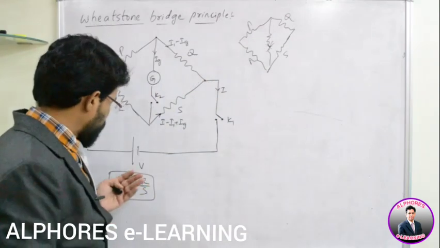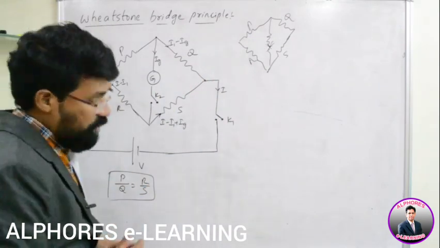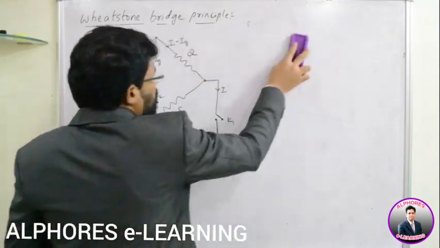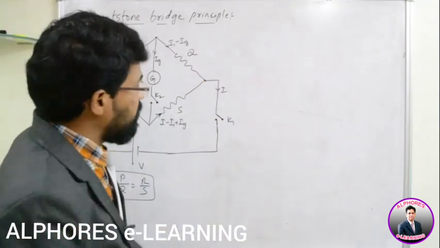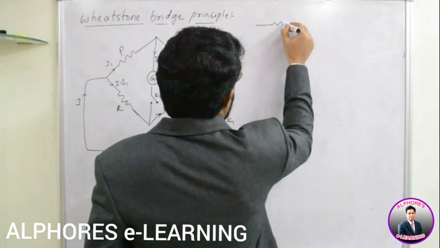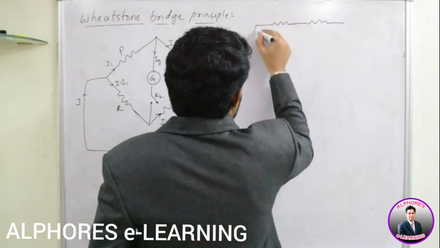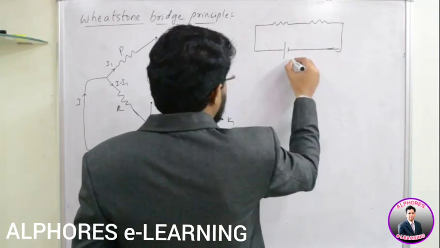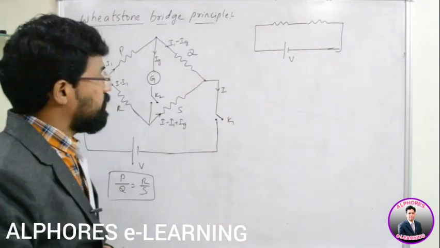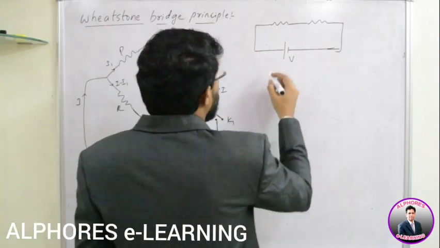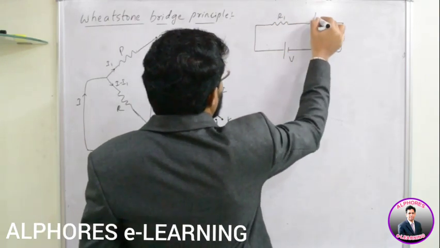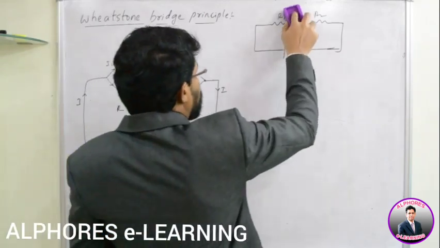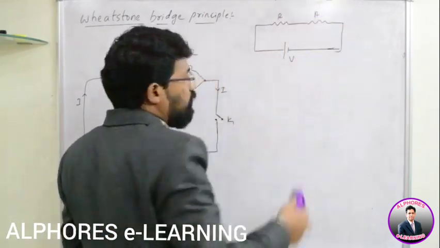We will try to prove P by Q is equal to R by S, and before that let me tell you one more important point. We have already seen series combination of resistors. For example, if you have taken 2 resistors in series combination, let us say potential V is applied using a battery. Let us say this resistance is R1, this is R2. Or I'll take these 2 resistors as R and R, both are same.